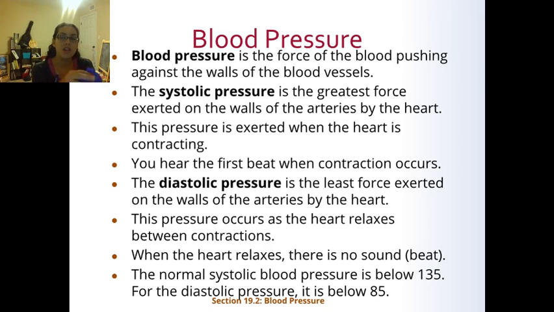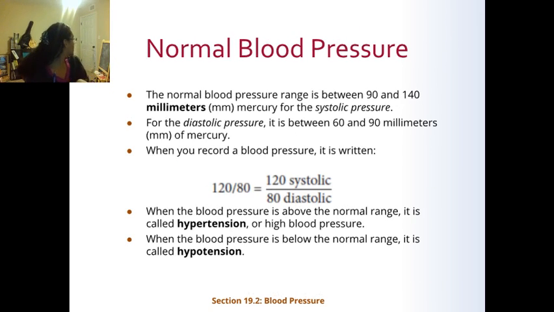The normal systolic blood pressure is below 135, and the diastolic is below 85. The normal blood pressure range is 90 to 140 millimeters of mercury for systolic pressure. So when it's at its max force, it's going to be between 90 and 140. For diastolic, when it's relaxed, it will be 60 to 90 millimeters of mercury.